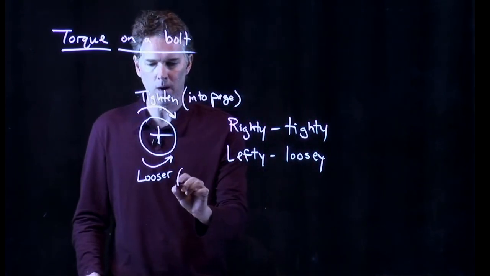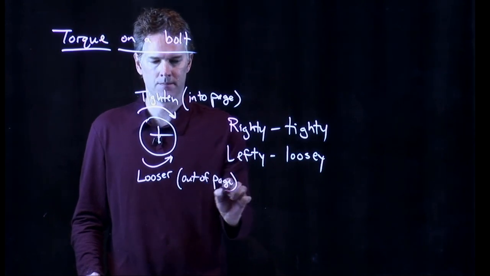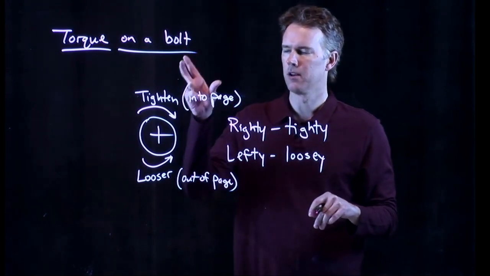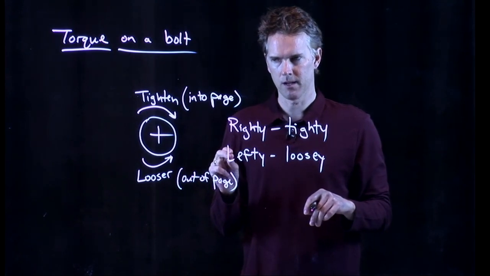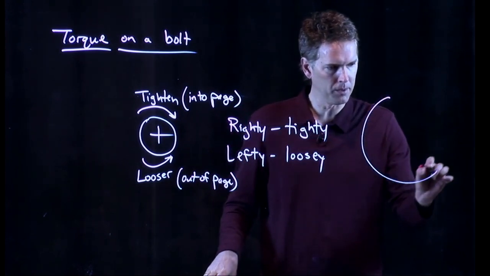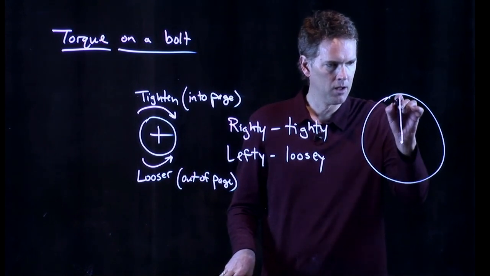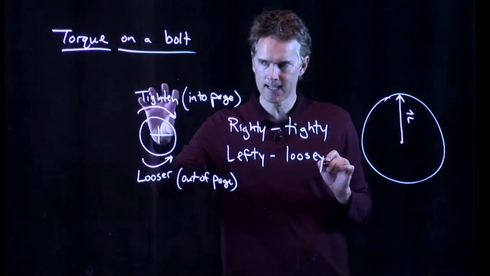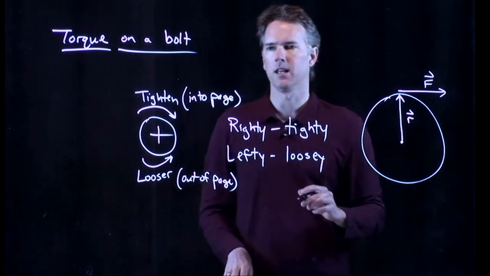When you go the other way, it comes out of the page. Okay, and this is another manifestation of the right-hand rule. How do I see that? Well, let's blow up our bolt a little bit. There's our bolt. Here is our radius, R. And if I tighten it to the right, I am going to apply a force like that.